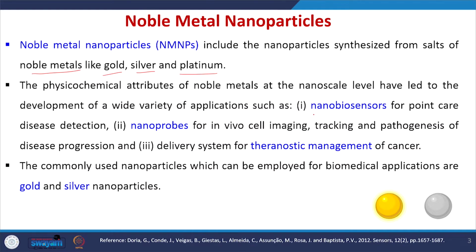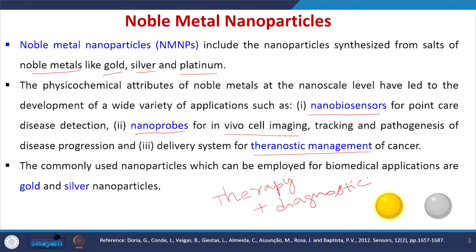For example, it can be useful for nano biosensors, for point of care disease detection, and it can also be useful as a nano probe for in vivo cell imaging and tracking, and for a drug delivery system, or for theranostic management of cancer. What is theranostic? Theranostic means these are multifunctional nanoparticles which can do therapy and diagnostics. That is called theranostic nanoparticle. The nanoparticle which can do multiple functions, therapy as well as diagnostics simultaneously.